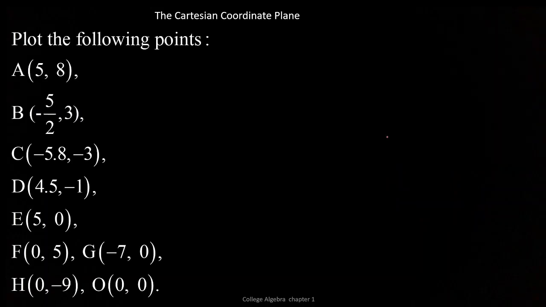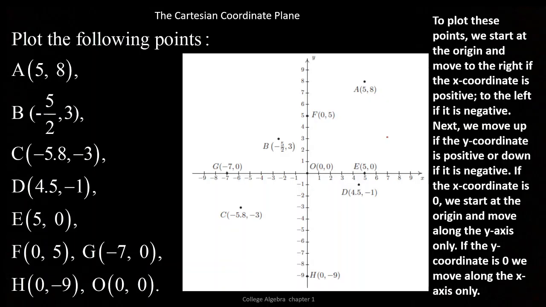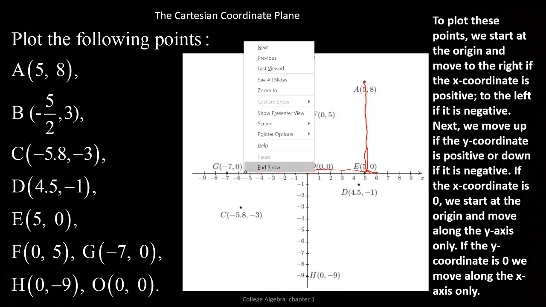Plot the points. Well, to plot 5, 8, we have to go to the origin and go right 5, right? And go up 8. Negative 5 over 2 and 3. Now negative 5 over 2 is negative 2.5, so we have to go 2.5 left and up 3. Negative 5.8, negative 3. Negative 5.8 is about right there.